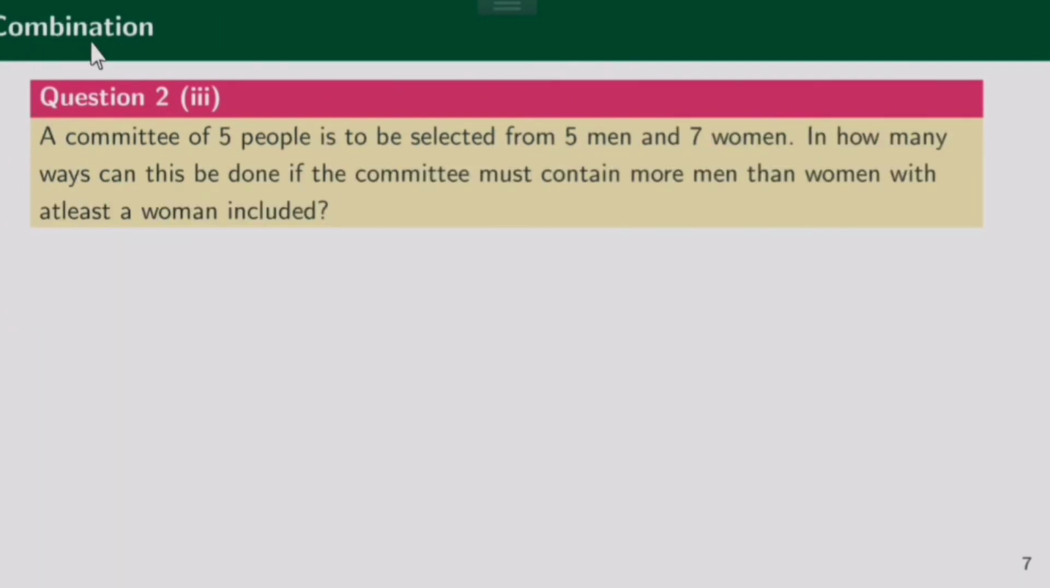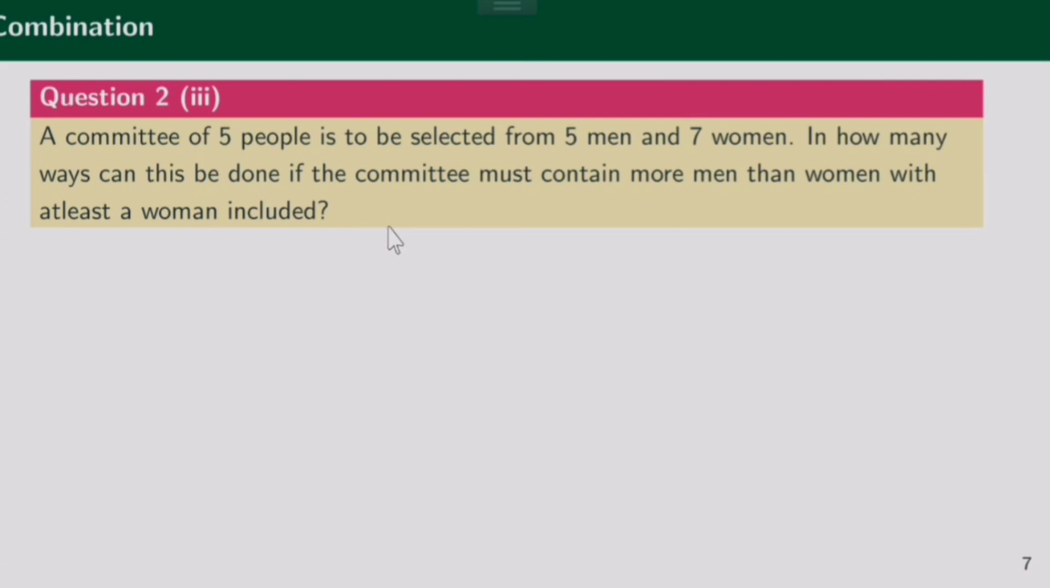A question on combination. A committee of 5 people is to be selected from 5 men and 7 women. In how many ways can this be done if the committee must contain more men than women, with at least one woman included? Now, there are a lot of things here to look at.